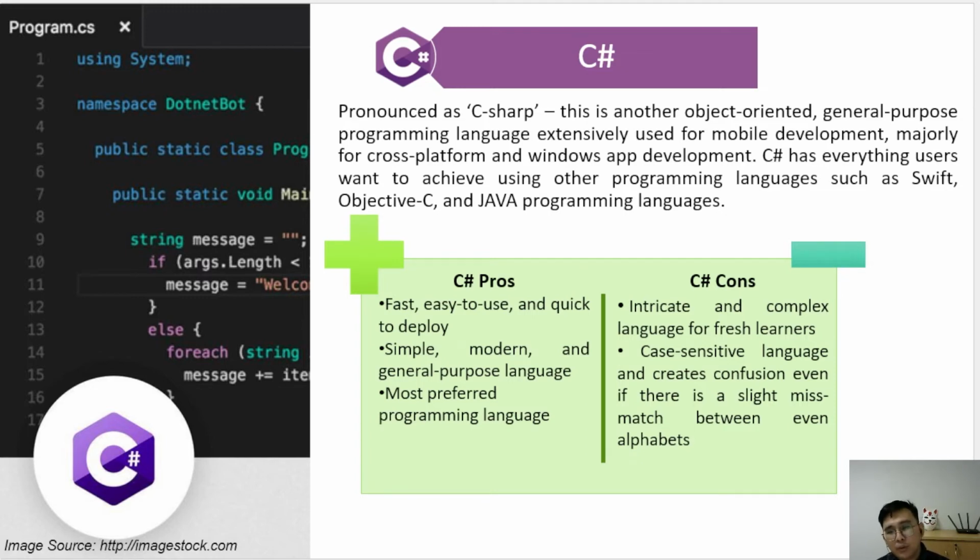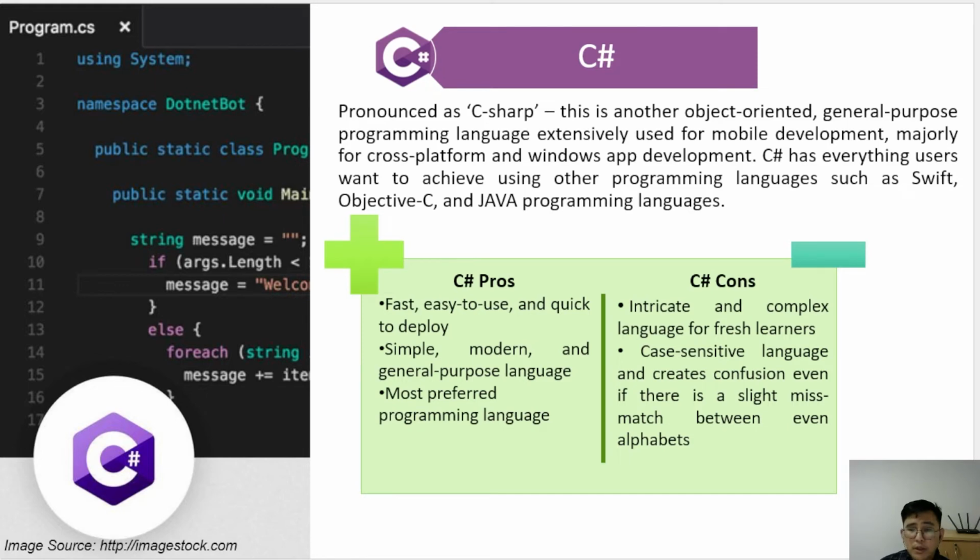developing cross-platform applications, which is also included in the Windows operating system. So C Sharp has everything users want to achieve if they want to combine it with other languages as well. So it doesn't really only focus on one language, but you can combine it if you want the advantages of other programming languages as well. So the advantage of this C sharp is that it is also fast. It is easy to use and quick to deploy, the same as its mother language, C++.